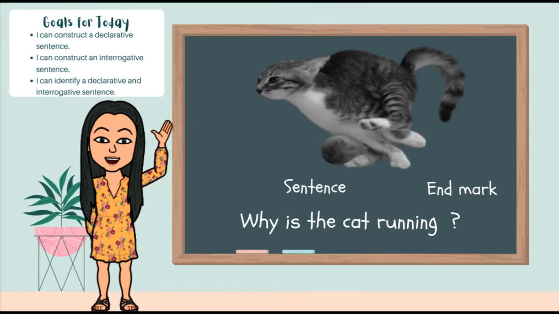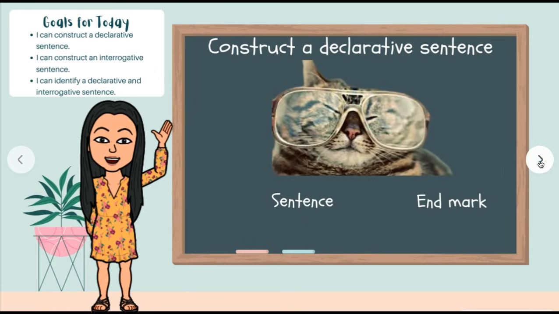Now I want you to try making an interrogative and declarative sentence. Let's look at the pictures. Can you construct a declarative sentence using this picture? This is an example of a declarative sentence. If you started off with a capital letter and you ended with a period, awesome job. This is my example. The cat is wearing glasses. It is telling about this picture.